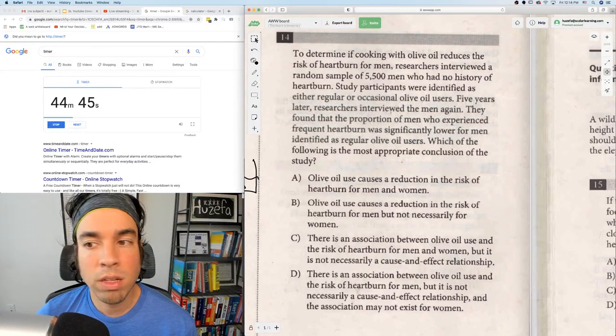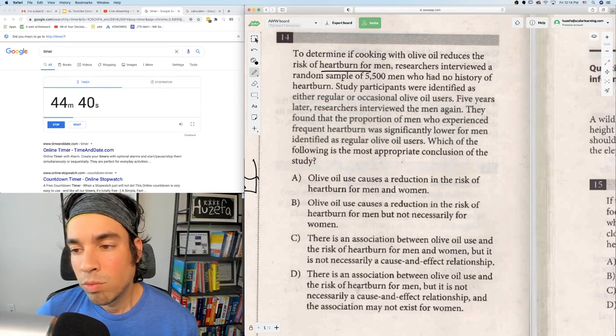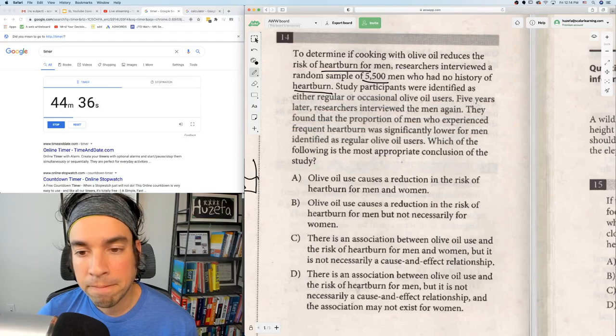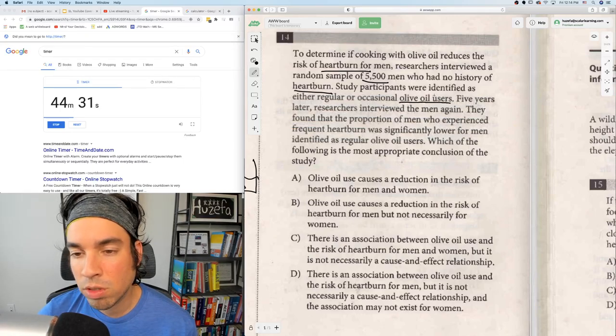14. To determine if cooking with olive oil reduces the risk of heartburn in men, researchers interviewed a random sample of 5,500 men who had no history of heartburn. Study participants were identified as either regular or occasional olive oil users. Hold on.